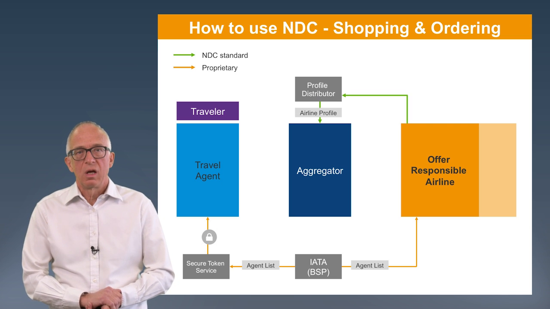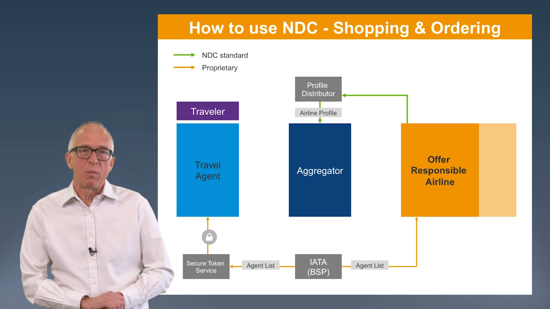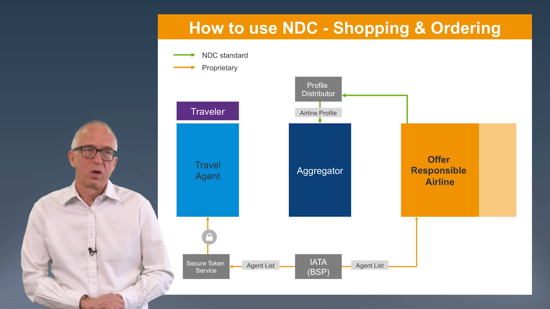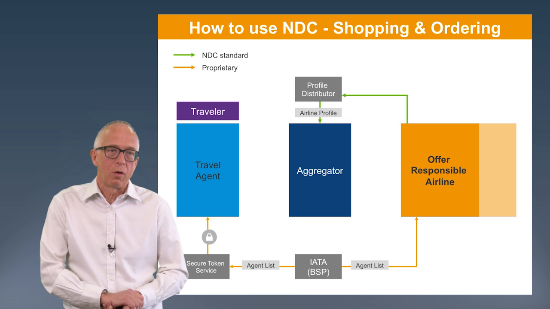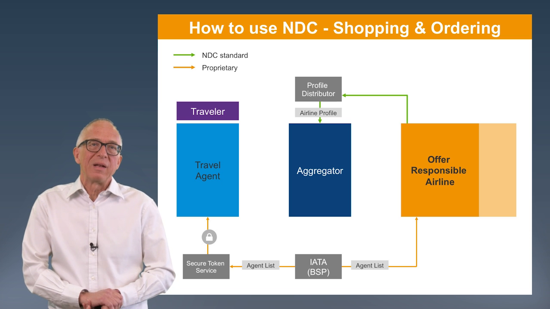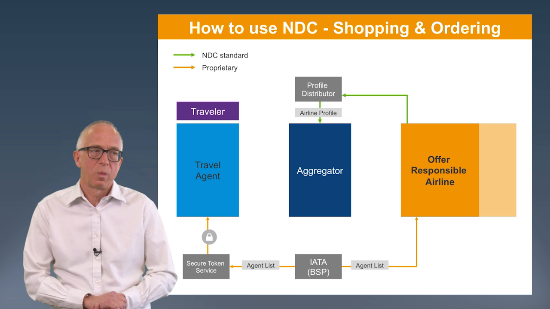In addition, in an NDC world, airlines need to define the markets that they would like to receive shopping requests for. So for instance, a European airline will say they're interested in European travel and certainly not travel in Asia. The profiles therefore limit the number of shopping requests they are going to receive. So how does that work?